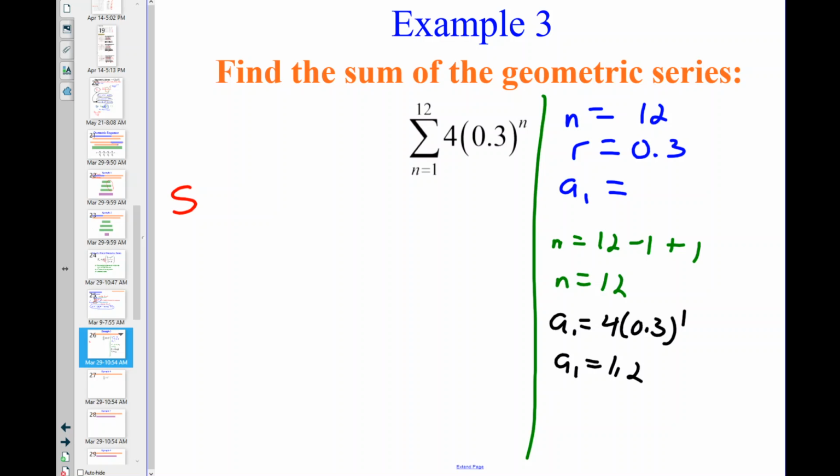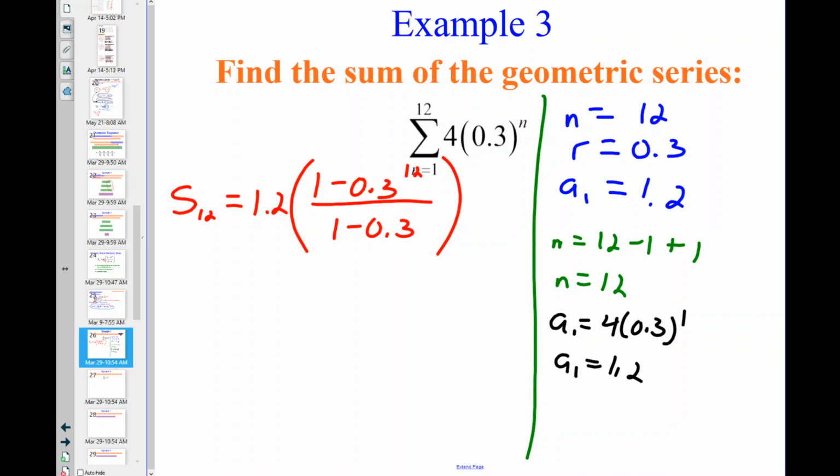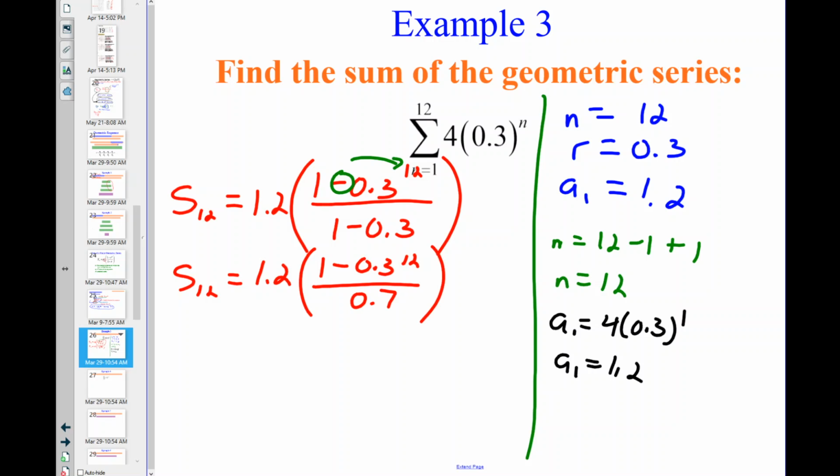Well, now that I know that I'm adding 12 numbers, I can make that the subscript here of my sum. So the sum of these 12 numbers is 1.2, the first amount, times parentheses 1 minus, what's the common ratio? 0.3, always to the power of n, which is 12, over 1 minus the common ratio. If you know how to put that in your calculator all at once, go for it. If not, try to simplify what you can. You cannot subtract these here on the top because the exponent comes first. So I would just leave this because that's a real ugly decimal. And try to put that in your calculator.